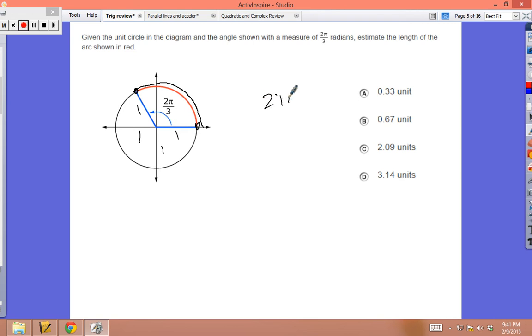But 2 pi over 3 is not A, B, C, or D. So you need to approximate, change this to a decimal. So do 2 times pi, and then divide that by 3, and it will give you the decimal, and it's as close as 2.09.